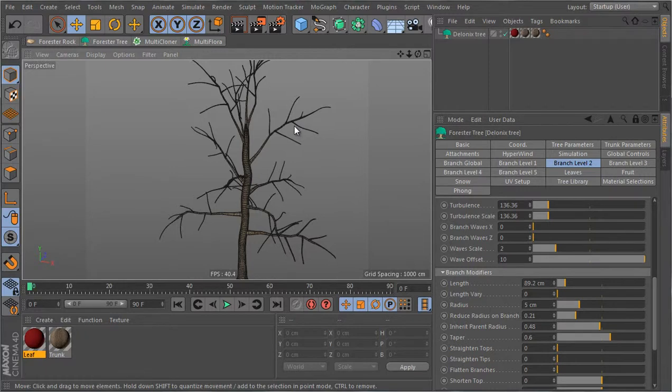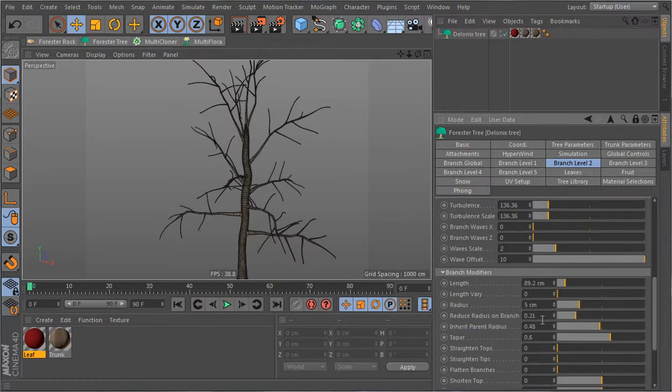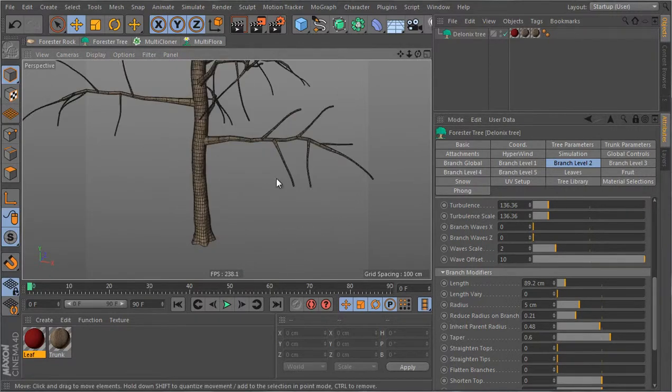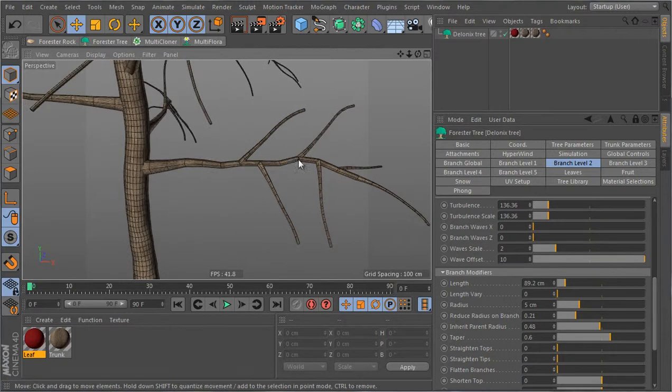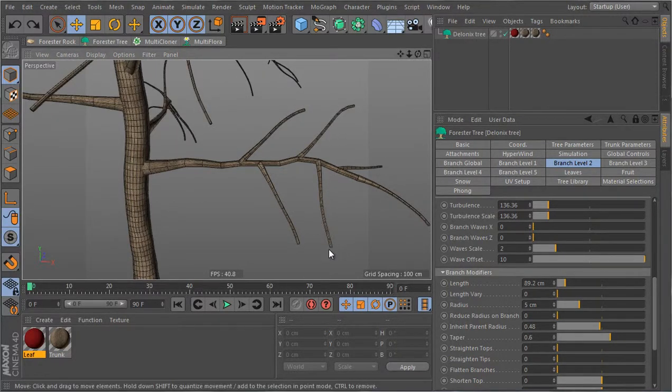So what you need to work on is the tapering of the parent branch, which is this value in this case, and then the reduce radius on branch and the inherit parent radius. So the difference between the two is that the reduce radius on branch will reduce the radius on the branch, just as the name suggests, while inherit parent radius will reduce the radius according to whether the parent was reduced or not.